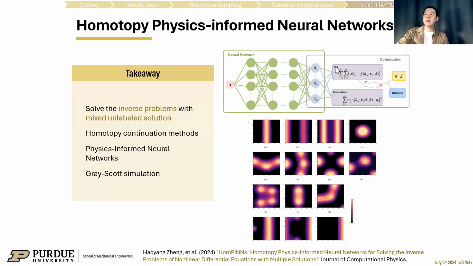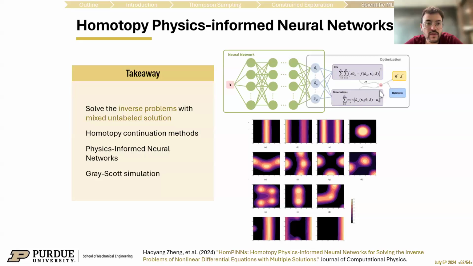I think the key point is in this loss function here. So, let me think how to explain this. When you use a neural network to approximate the solution, you take the minimum. So you select the neural network to approximate which observation is the closest one.